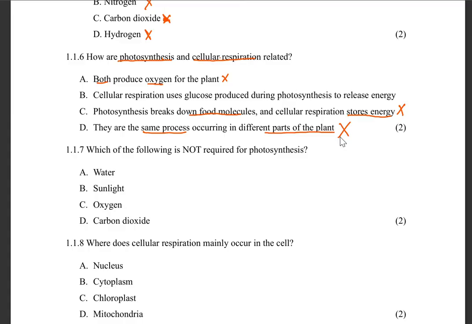So our correct answer here, which I skipped, was B. Cellular respiration uses glucose produced by photosynthesis to release energy. Ta-da! That's the correct one. We normally say they are interdependent. Cellular respiration will use the glucose that was produced during photosynthesis in order to release energy. All right, I hope that's clear.